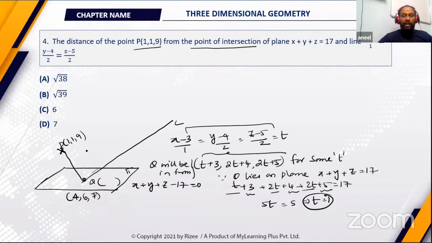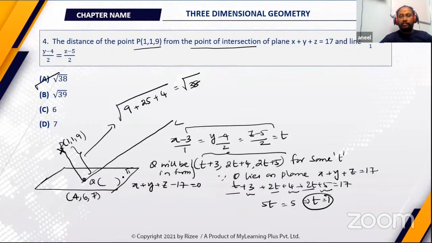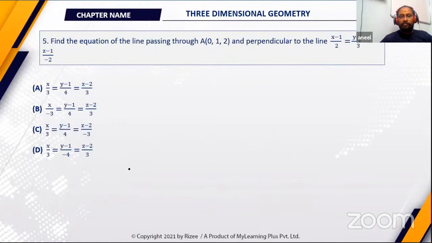So now that I know P and Q, I can find out this distance. That is square root of 4 minus 1, 3 whole square, 9, 6 minus 1, 5 whole square, 25, 7 minus 5, 2 whole square, 4. So it is square root of 29 plus 9, root 38. This is that. Coming on to the next one.